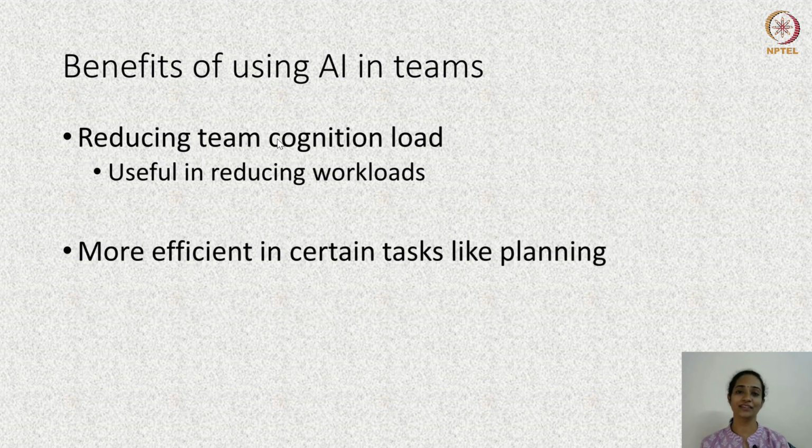Using an AI in teams can also reduce the cognitive load of the team members. Like we said, tasks which are mundane and repetitive and are very difficult to scale can easily be given to the AI teammate, and the AI teammate will do it without making any mistakes. This leaves more cognitive bandwidth with the human members. Also, AI is more efficient in certain tasks like planning.